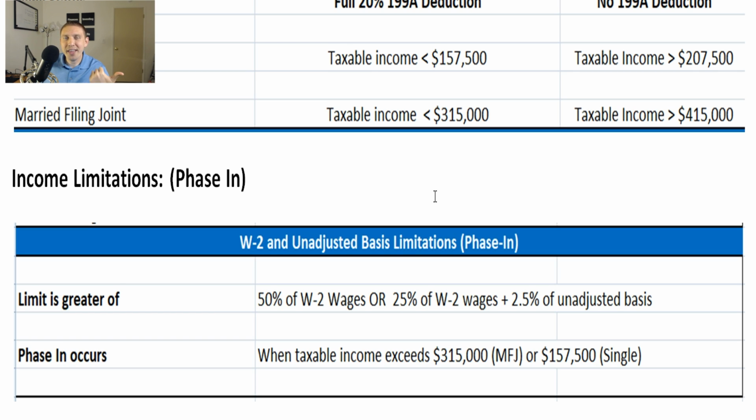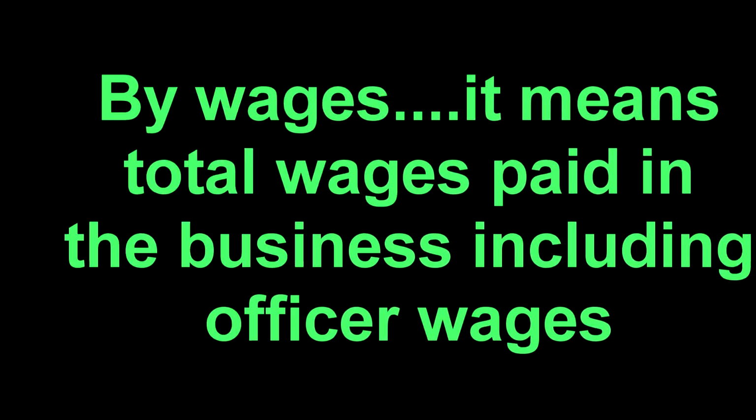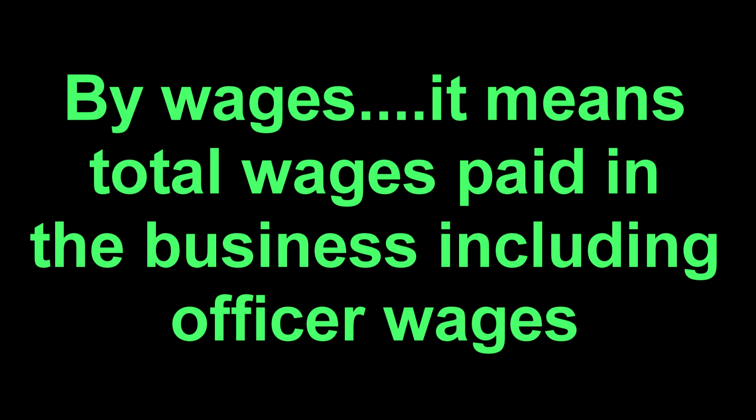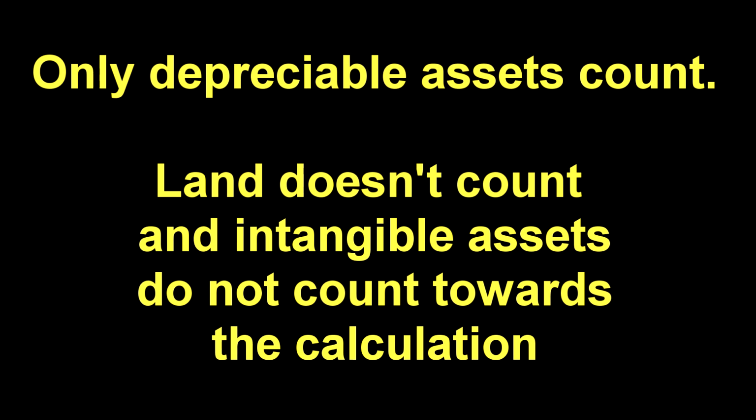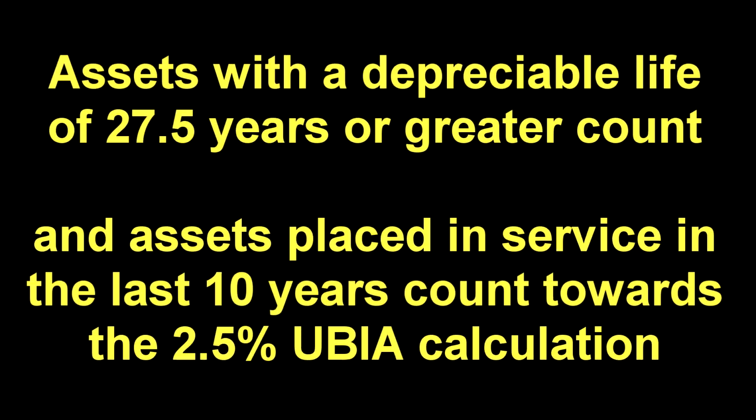So then there's another test. It's called the income limitation phase-in. The limit is the greater of 50% of your W-2 wages or 25% of your W-2 wages plus 2.5% of your unadjusted basis. This, I'm going to tell you, is not going to make a lot of sense right now until we actually look at full-on examples of this in Excel in the next part of this series, which we're going to do in the next video.